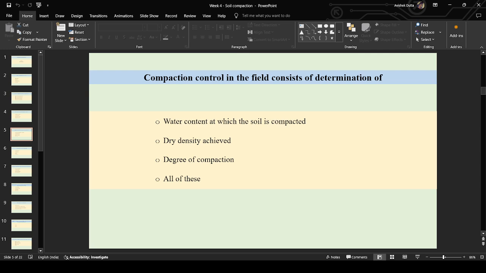Compaction control in the field consists of determination of. Your options are: option 1, water content at which the soil is compacted. Option 2, dry density achieved. Option 3, degree of compaction. Or option 4, all of these.